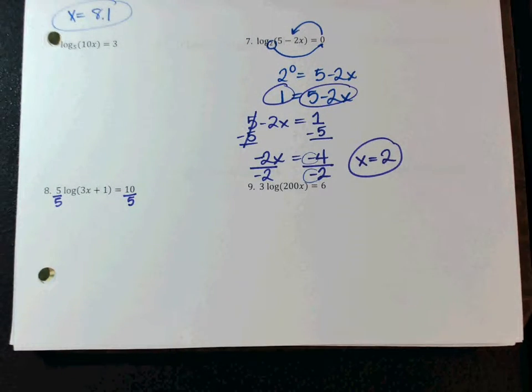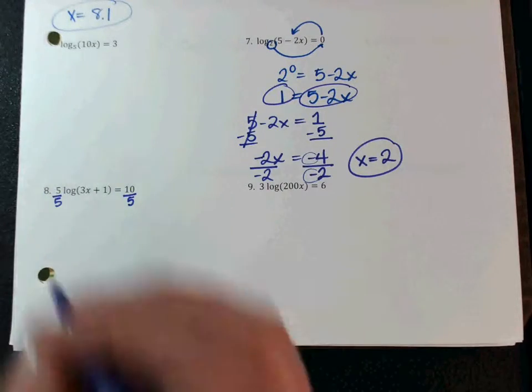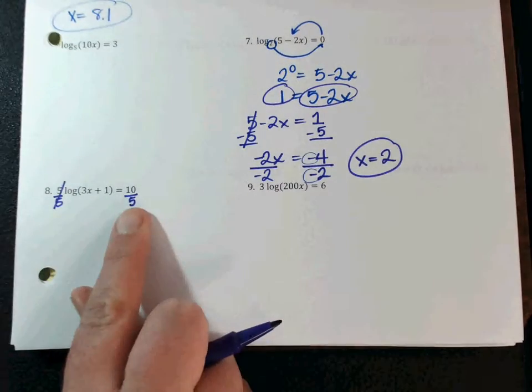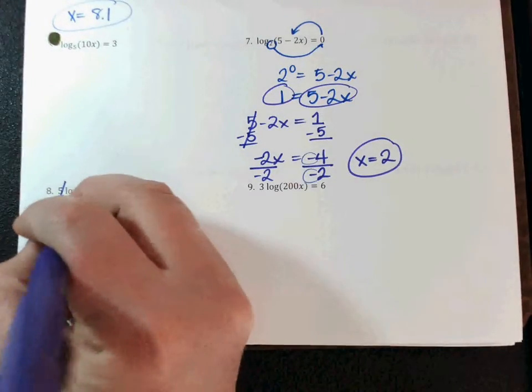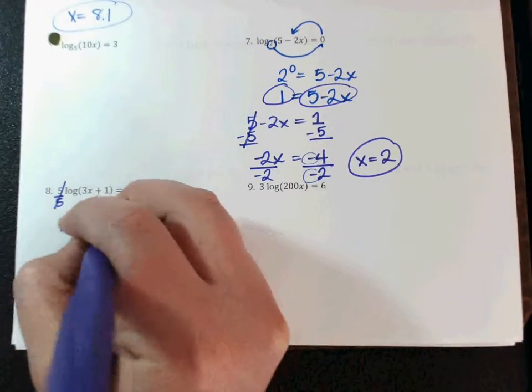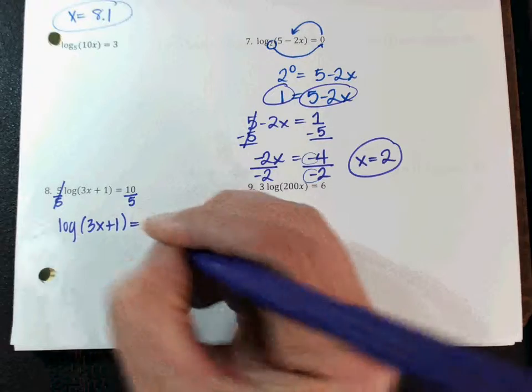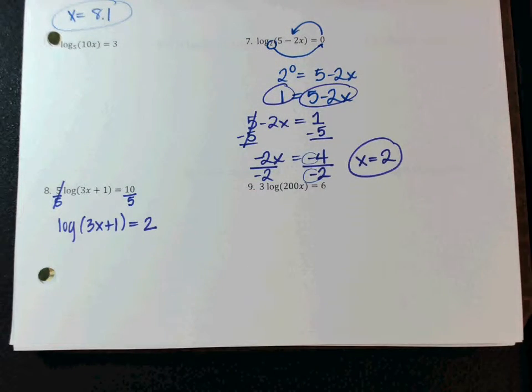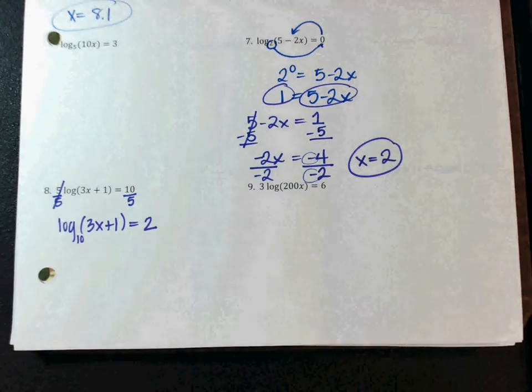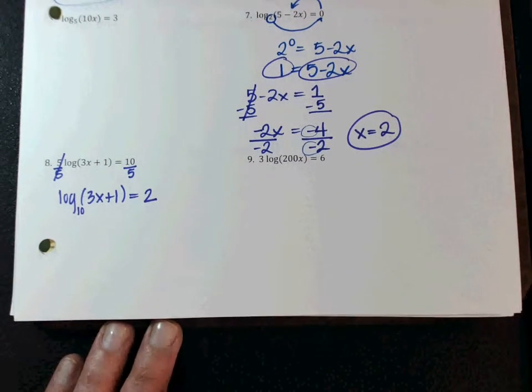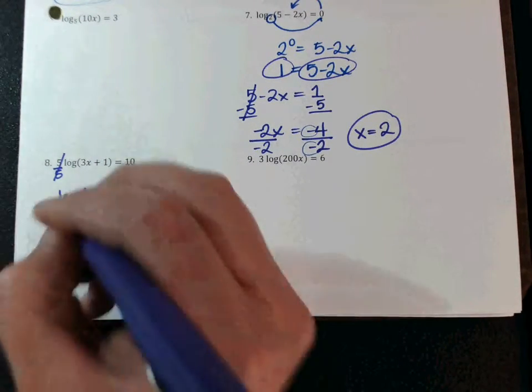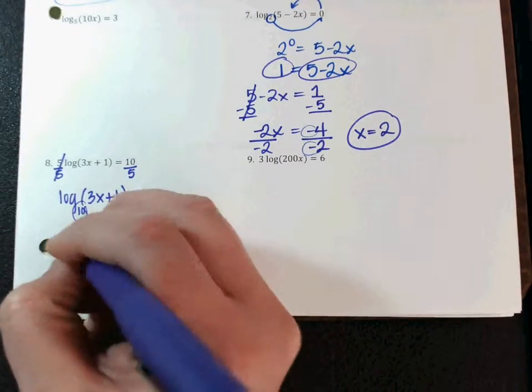Okay, so remember, you can't log loop if you have a number in front. But if you divide by that first, then it'll be gone, and then you can log loop it. So on this side, what's 10 divided by 5? So it's log 3x plus 1 equals 2. And then when I go to loop, I don't have a base. Base is 10. And then remember, once you get rid of that number in the front, now you can loop it, so you'll do 10 up to the 2.